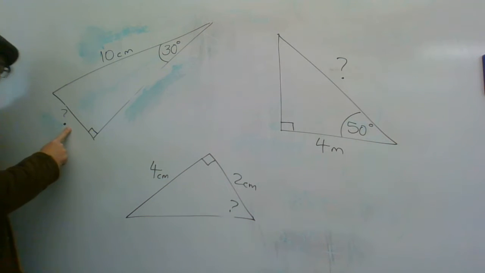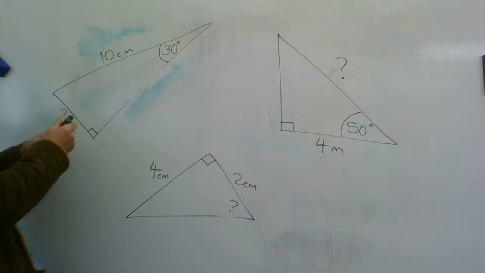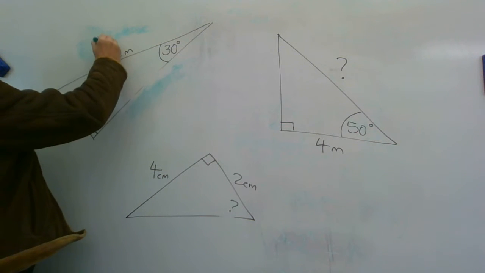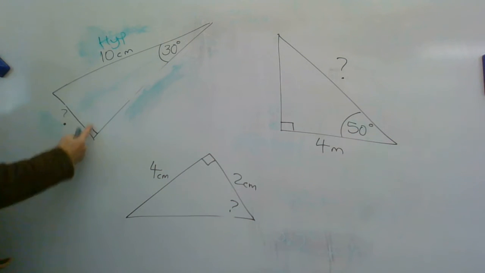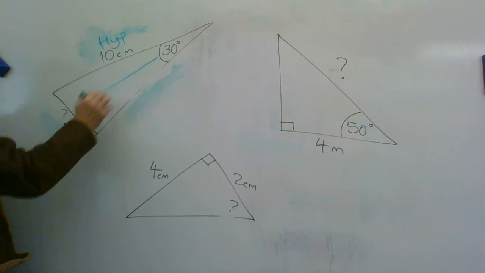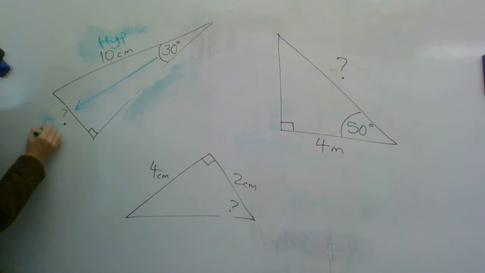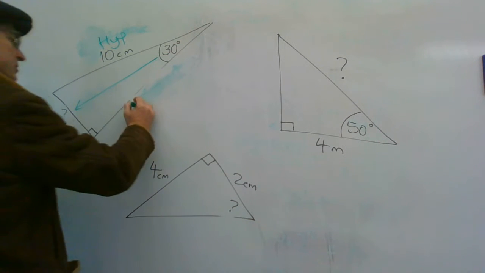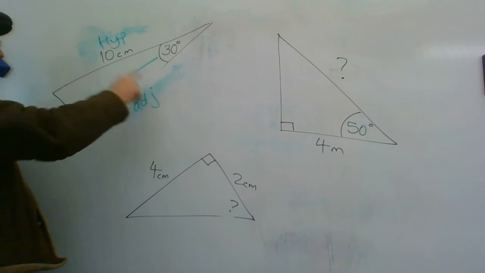I've been asked to find a missing side. My first step is going to be to label up that triangle. The hypotenuse is the longest side. It's opposite to the right angle. Then opposite to the angle that we're given as a reference point, we write OPP for opposite. And then, of course, the remaining side is the adjacent side. It's next to the 30-degree angle.